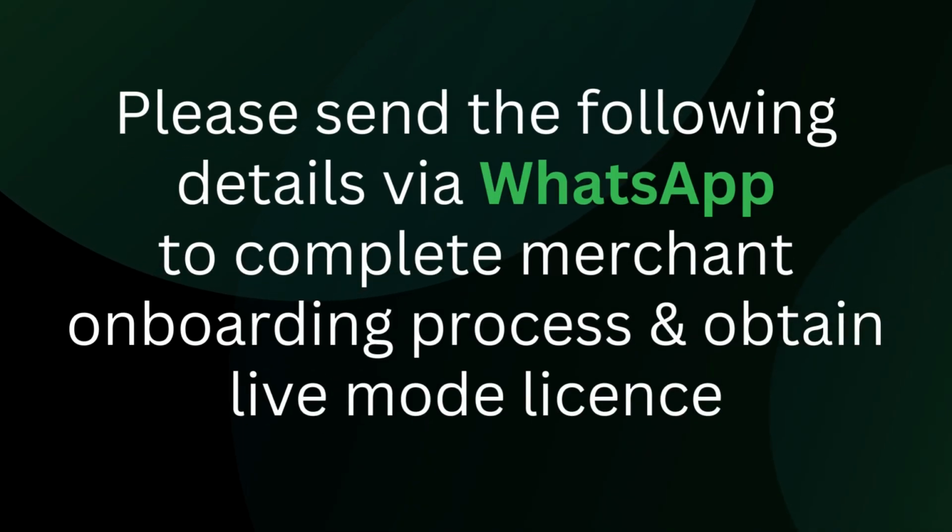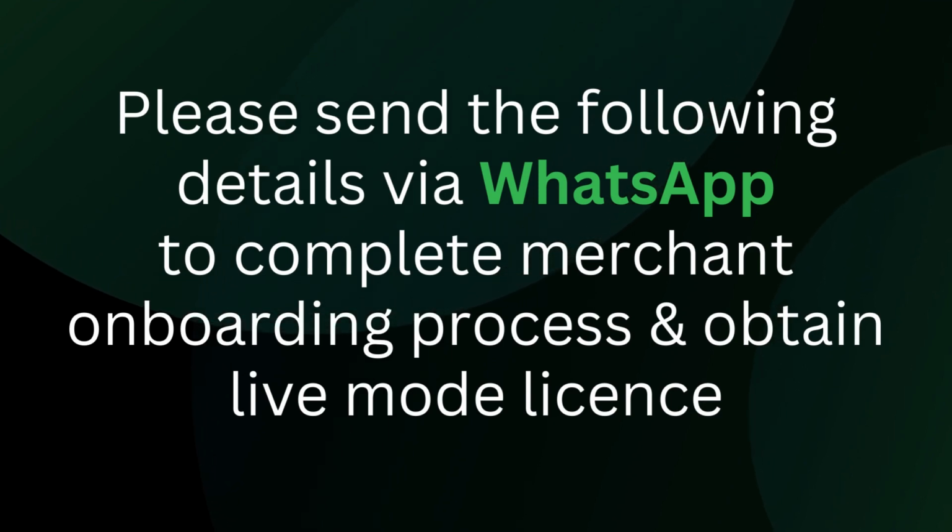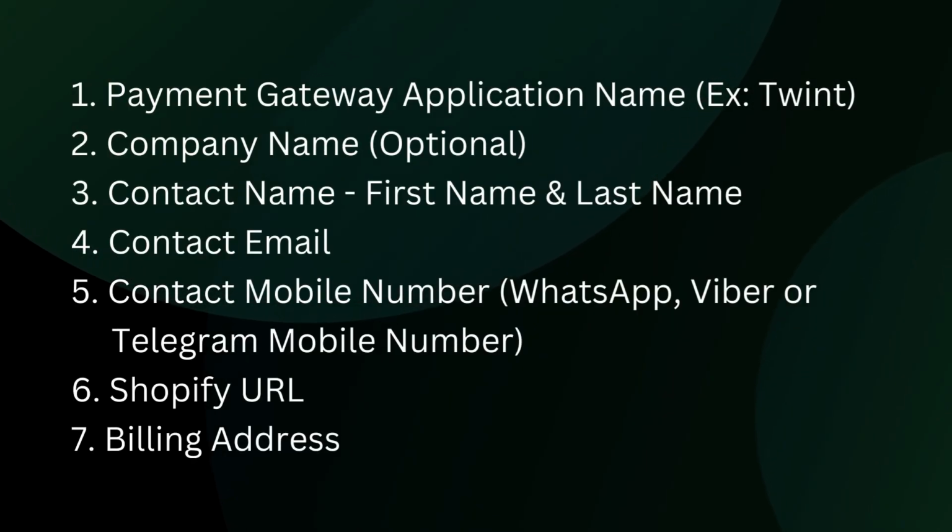Please send the following details via WhatsApp to complete the merchant onboarding process and we can activate the live mode of the application. 1. Payment gateway application name, example, Twint. 2. Company name, optional. 3. Contact name, first name and last name. 4. Contact email. 5. Contact mobile number, WhatsApp, Viber, or Telegram mobile number. 6. Shopify URL. 7. Billing address.